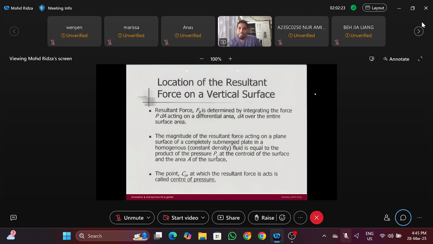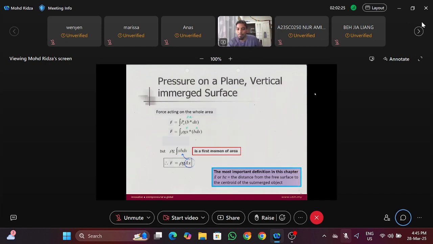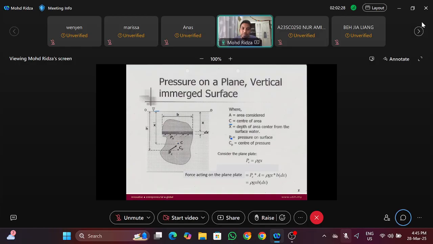And then another concept. If you look at this diagram, just ignore all. You already know how to calculate pressure for the whole object. For the whole object, F equals rho g hc or x bar. Here, because this is using x bar, let me use x bar. So that is the same as the figure. Rho g x bar times A.